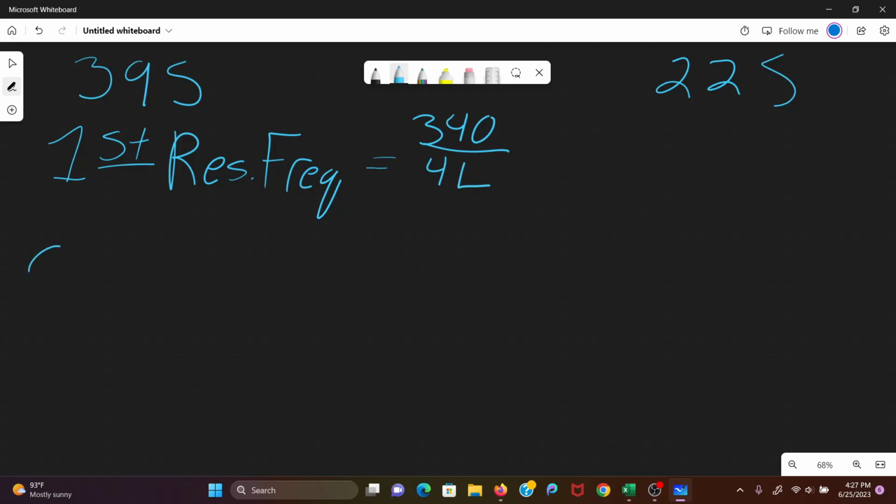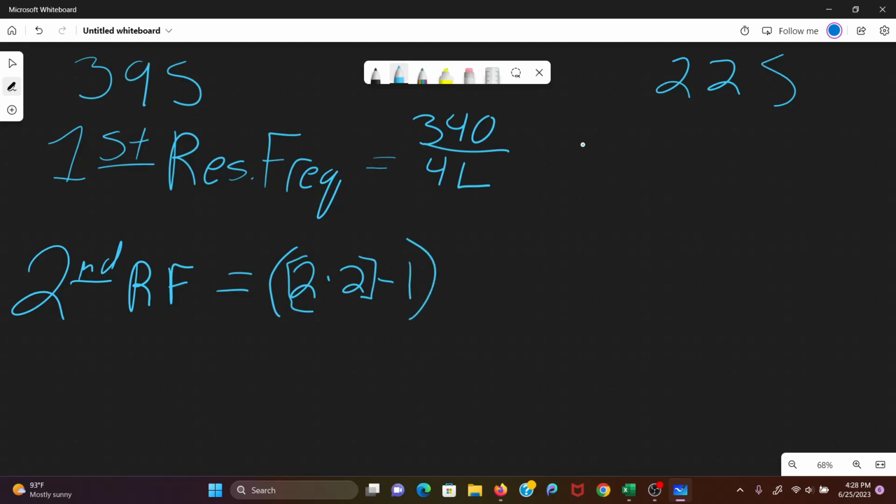Your second resonant frequency equals 2 times 2 minus 1 times 340 over 4L. Okay, here's what I saw a lot of.